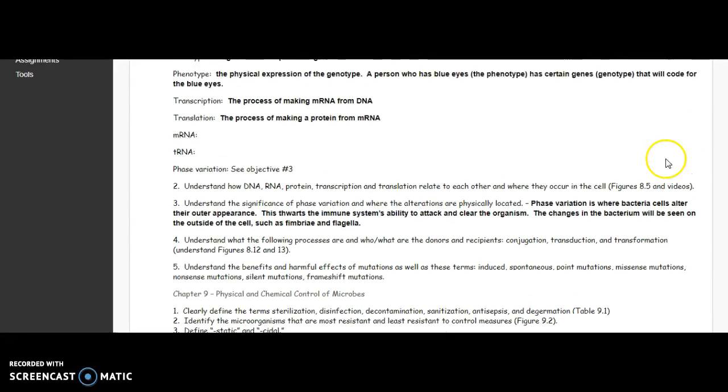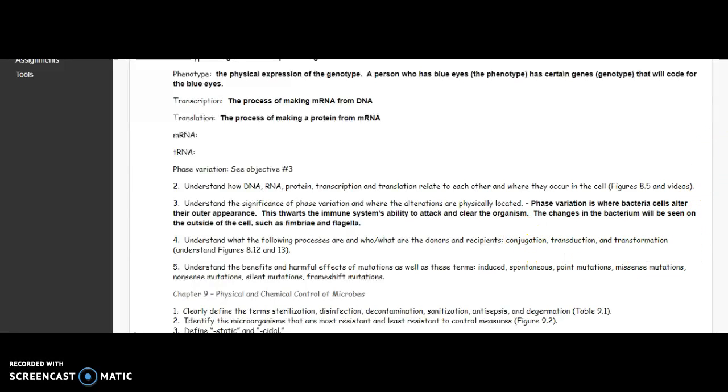But in chapter 8, number 3, understand the significance of phase variation, where the alterations are physically located. So what is phase variation? It's where bacteria cells alter their outer appearance. The benefit for the microbe is that it thwarts the immune system's ability to attack and clear the organism. The changes in the bacterium will be seen on the outside of the cell, such as fimbriae and flagella. It doesn't affect anything on the interior, but rather the outside. This is really to give you an idea of how to use the study guide.